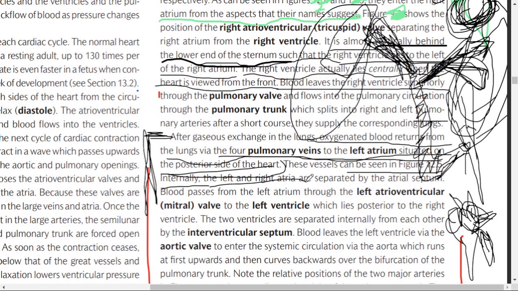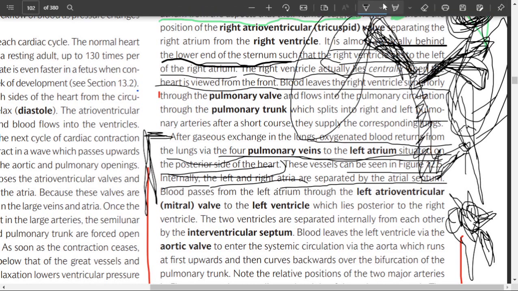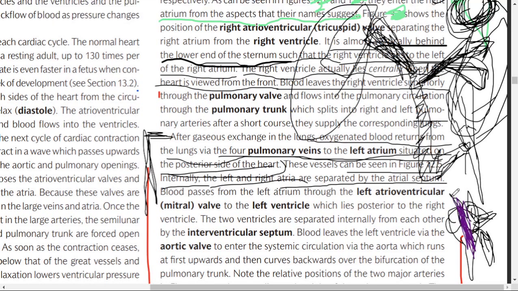Internally, the left and right atria are separated by the atrial septum. Here we can see a septum separating the 2 chambers of the heart, called the atrial septum. Not the aortic septum, the atrial septum, from the word atrium. I don't know why they don't call it the ventricular septum, but it looks like they are separating only the atria. And if we go to the downstairs of the heart, they will be called the right and left ventricles. That's why we will be calling the wall the ventricular septum.